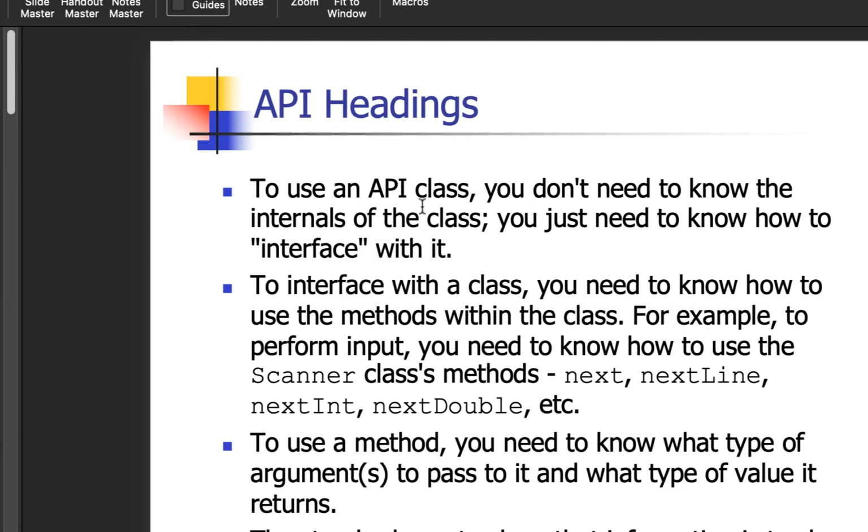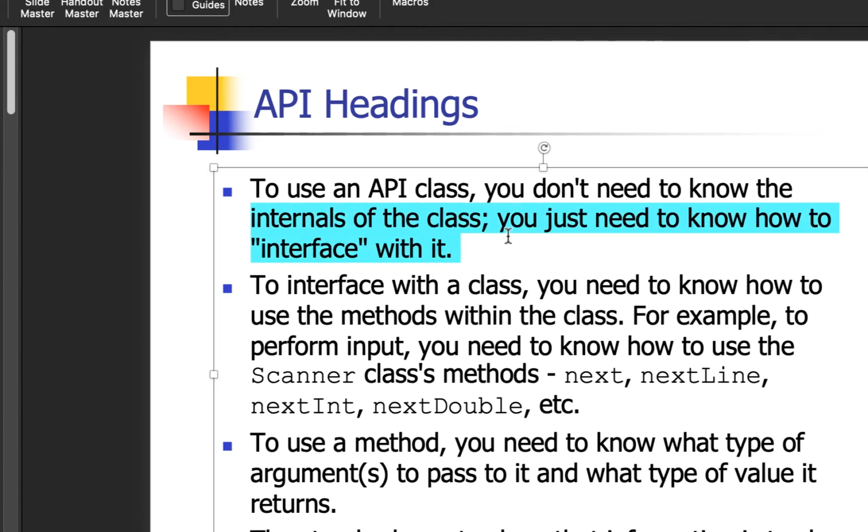So to use an API class, you don't know the internals, or you don't have to. You just need to know how to interface with it. It's like a car. I think maybe the car is the best example of a user interface that I can think of for this example, right? You know how to use a car, right? You sit down in the seat, you turn the key, you start the car, you look at the speedometer, you turn the wheel, you press on the gas, you press on the brake, right? That's the simplest kind of car, right?